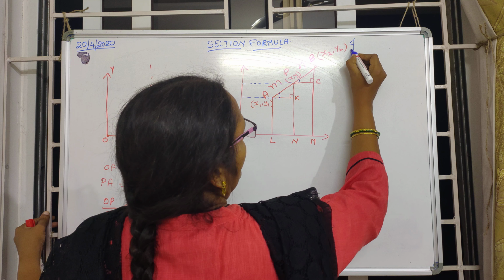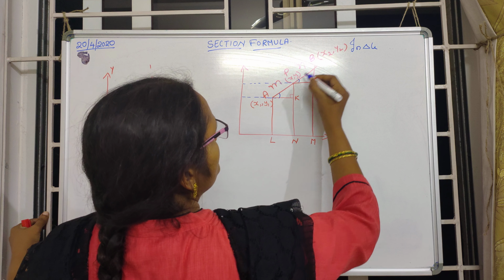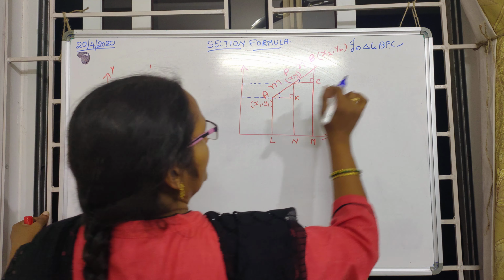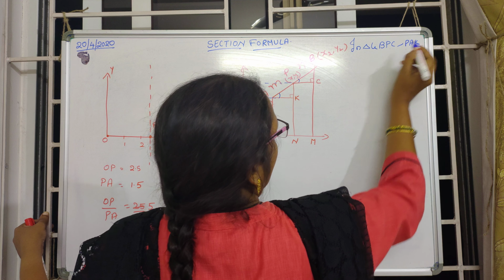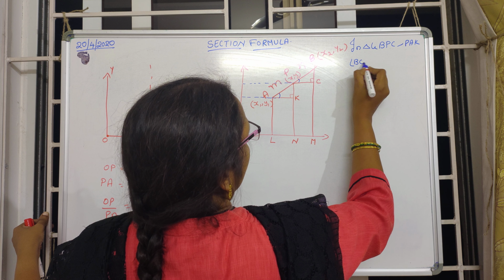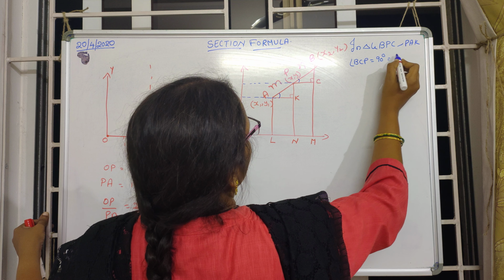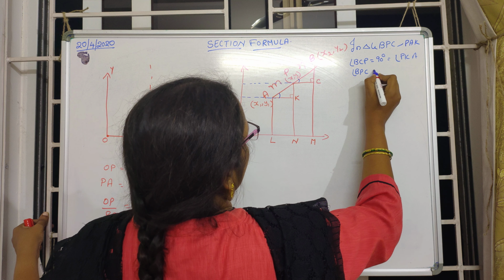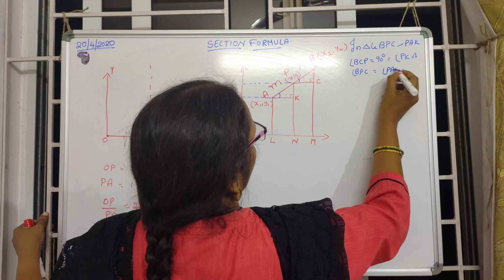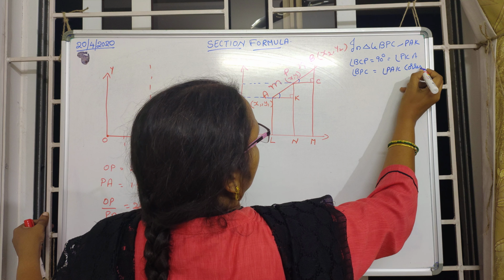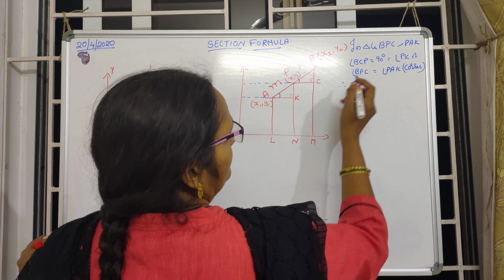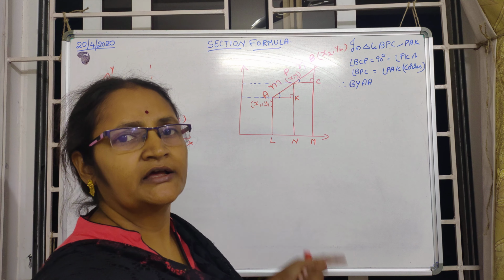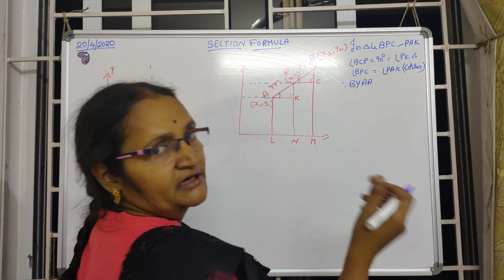Therefore, in triangle BPC and triangle PAK, angle BCP equal to 90 degrees, which is equal to angle PKA, and moreover angle BPC equal to angle PAK, corresponding angles. Therefore by AA similarity. AA means the angle similarity condition, don't confuse it.